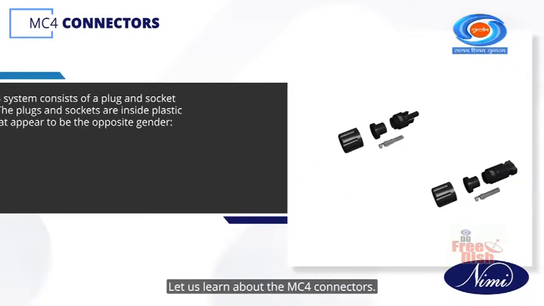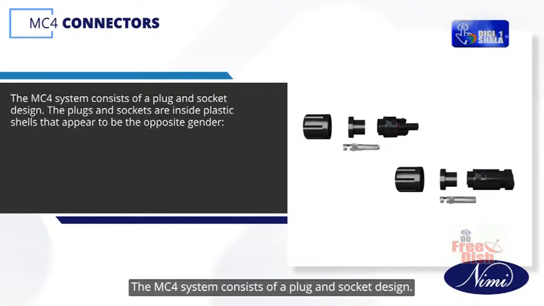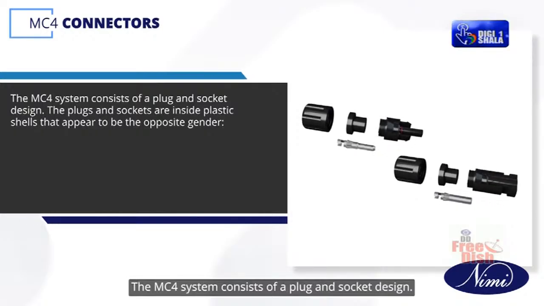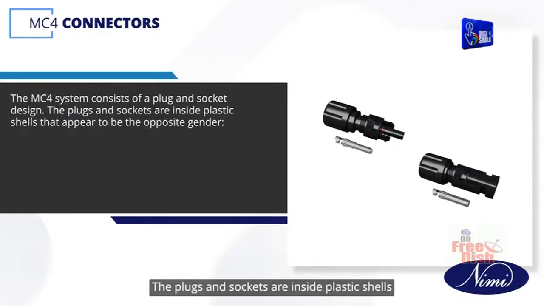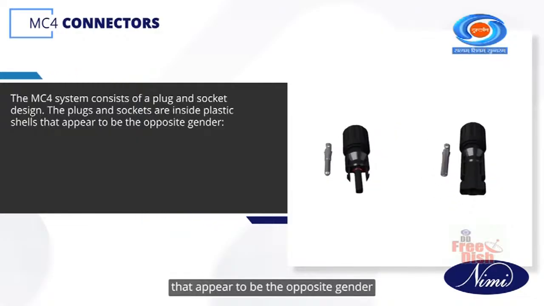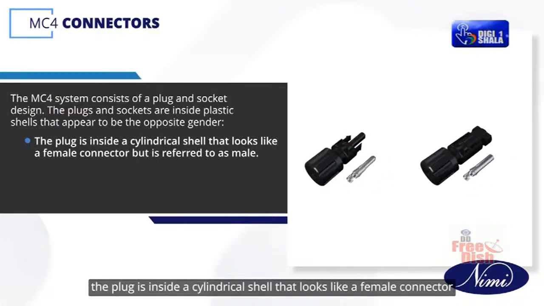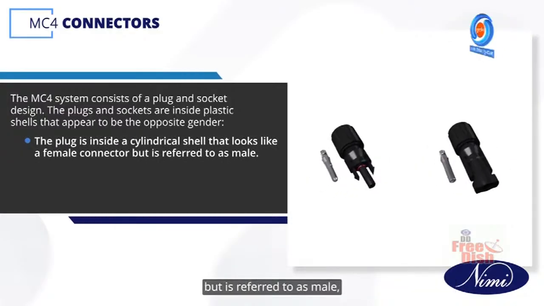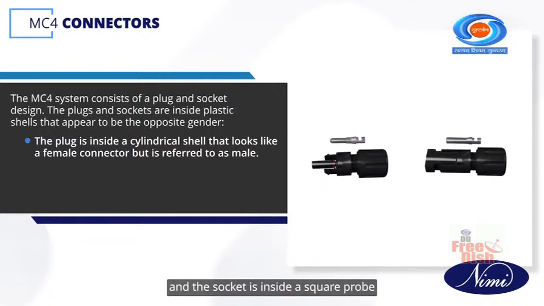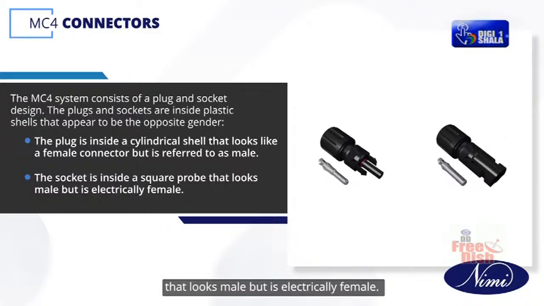Let us learn about the MC4 connectors. The MC4 system consists of a plug and socket design. The plugs and sockets are inside plastic shells that appear to be the opposite gender. The plug is inside a cylindrical shell that looks like a female connector but is referred to as male, and the socket is inside a square probe that looks male but is electrically female.